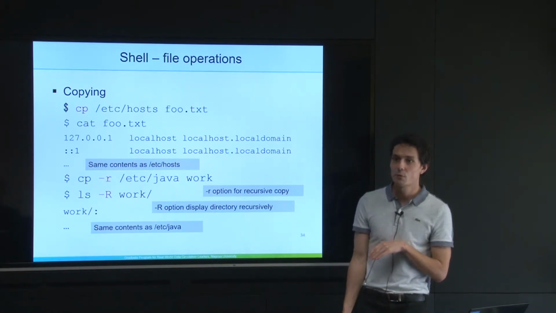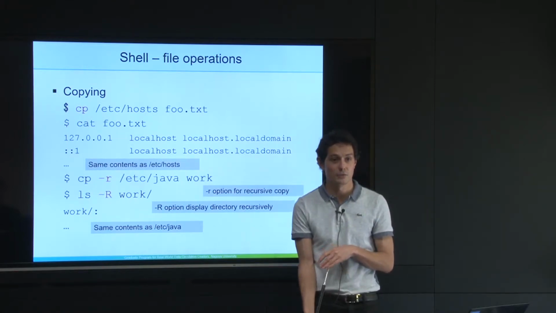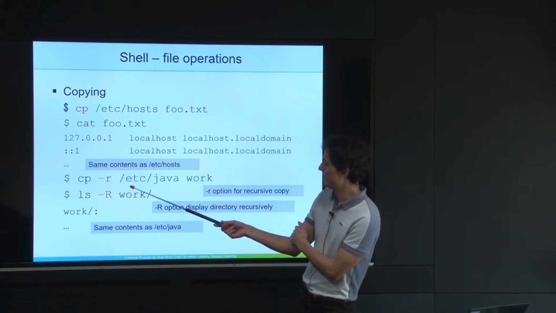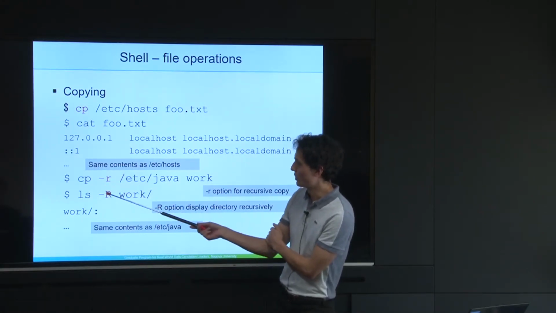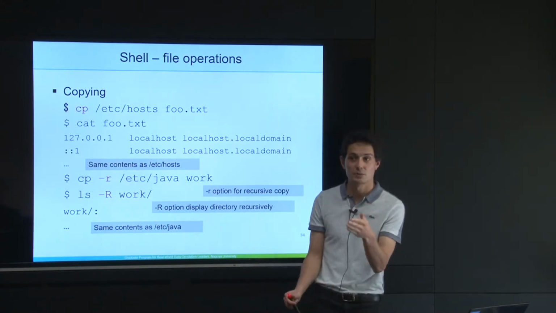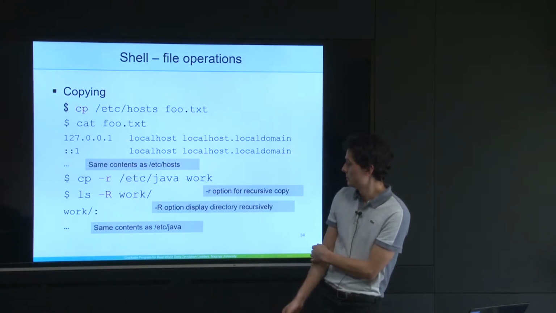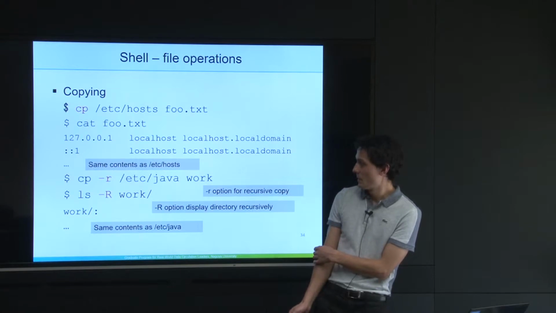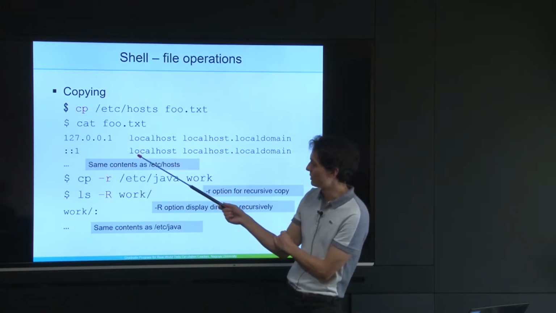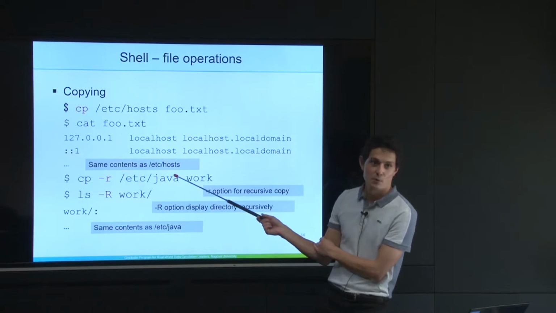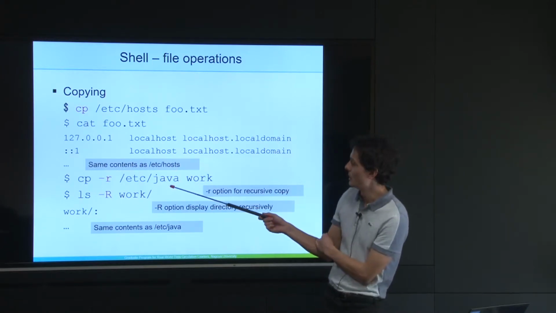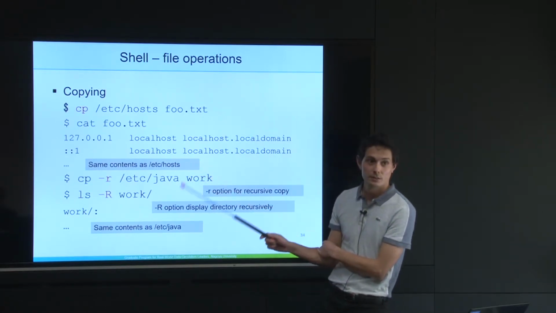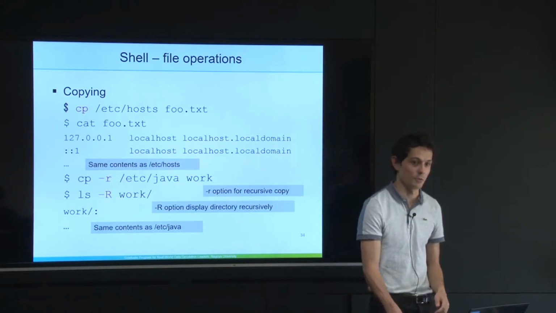Okay, so what if you want to copy whole folders, including the files within them? Then you use the same copy command, but you use this -r, recursive, which means it copies all the directories below that as well. So again, in this etc folder somewhere, there is a folder called Java, because Linux comes with Java libraries. You can copy that into your home directory in a new folder called work. And then you'll get all those files in your home directory.